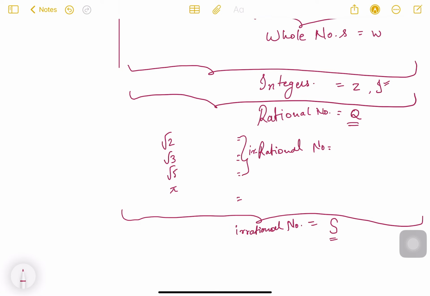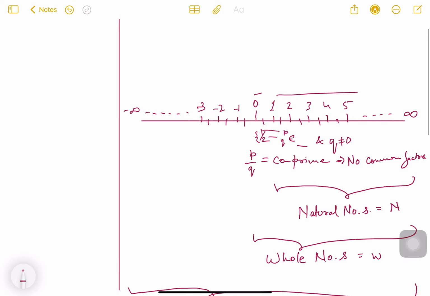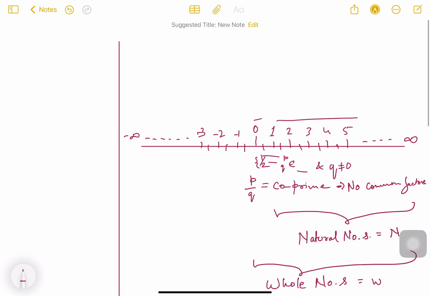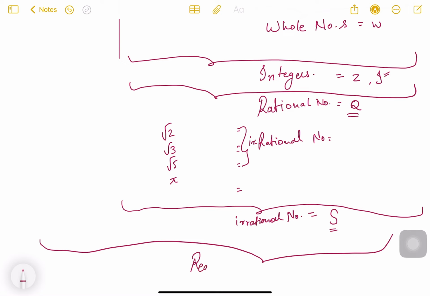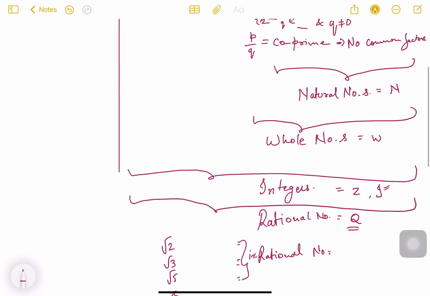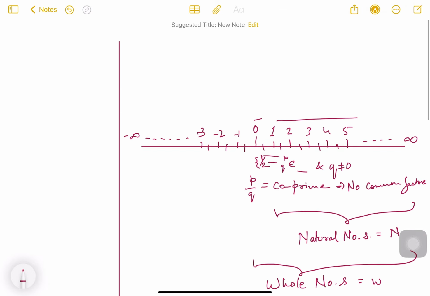So irrational numbers are represented with Q'. Fine? All good? I hope you're making notes. Okay? So all these numbers are together known as real numbers. Now if we have real numbers, then we definitely have imaginary numbers, and that is for your class 11th.